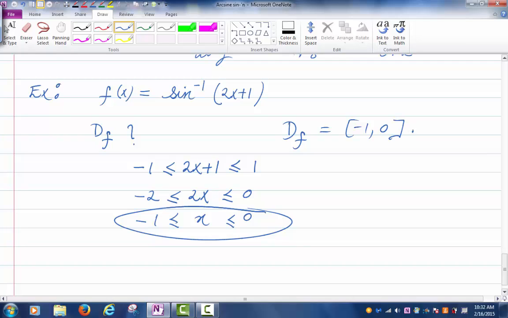Is everybody okay? So you agree that 2x plus 1 is between negative 1 and 1? Now I am subtracting 1 from each side, right? If I subtract 1 from the leftmost side, I get negative 2. If I subtract 1 from the middle term, I get 2x. And if I subtract 1 from the rightmost side, I get 0. And then you divide by 2. Because 2 is a positive number, you don't have to reverse the inequality. So you end up with negative 1 to 0. Is everybody okay with that?